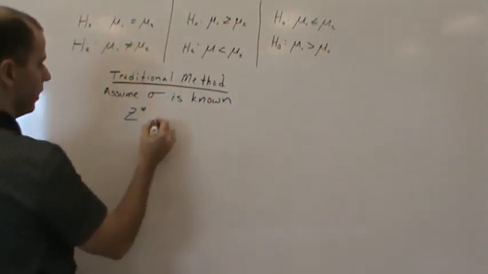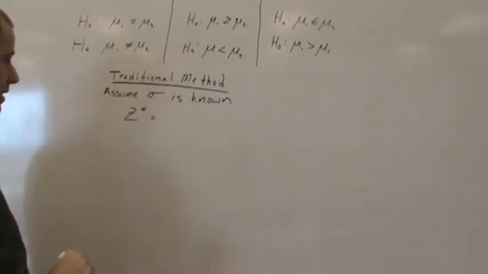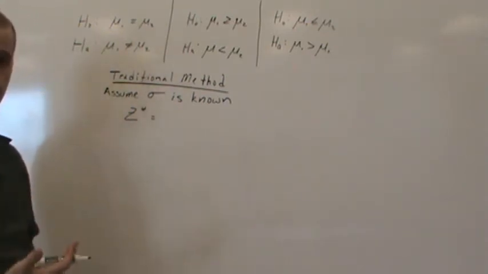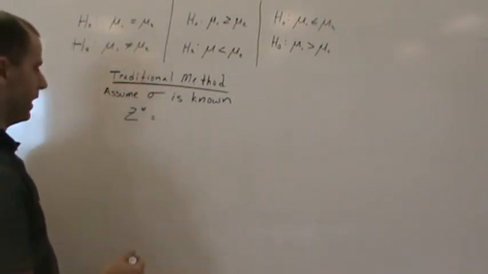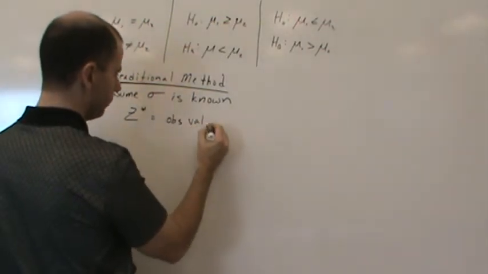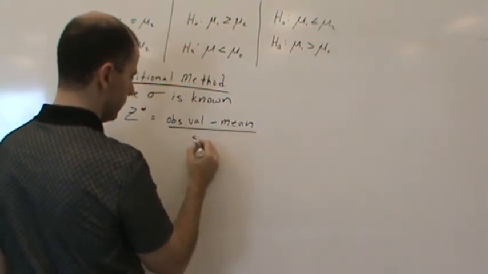Well, how do we calculate our test statistic? The same way we did before. We use the z-score formula. So now in this case, it's going to be, again, the observed value minus the mean divided by the standard deviation.